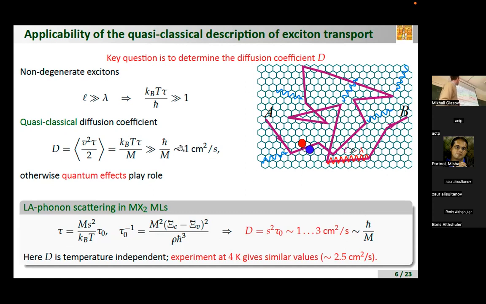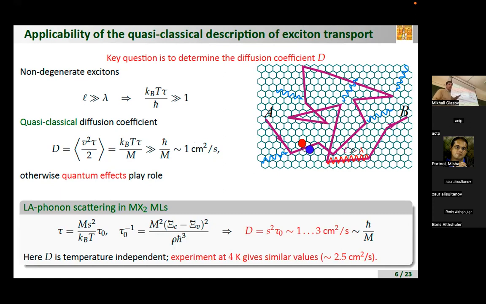And if you put some parameters in the system, the mass is about the mass of the free electron, then the diffusion coefficient could be something like 1 centimeter squared per second. So if your diffusion coefficient is much larger, then that's okay, this model should work. If the diffusion coefficient is much smaller, then excitons should be localized. Actually, it turns out that we are in kind of an intermediate region.